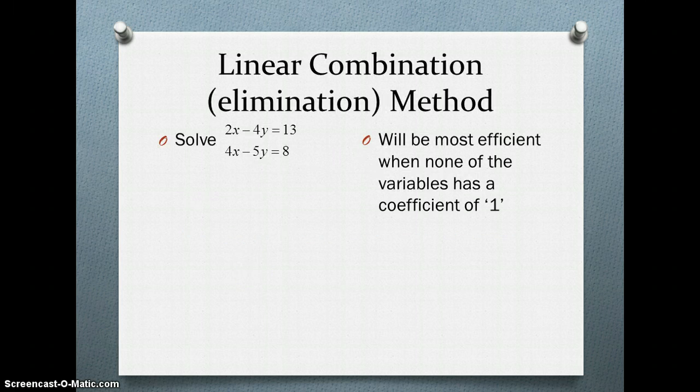As you can see here in this system, 2x minus 4y equals 13 and 4x minus 5y equals 8. There are no coefficients of the variables that are 1. The coefficient of 1 problems we use substitution. This elimination, the linear combination method, will be most efficient when none of the variables has a coefficient of 1.